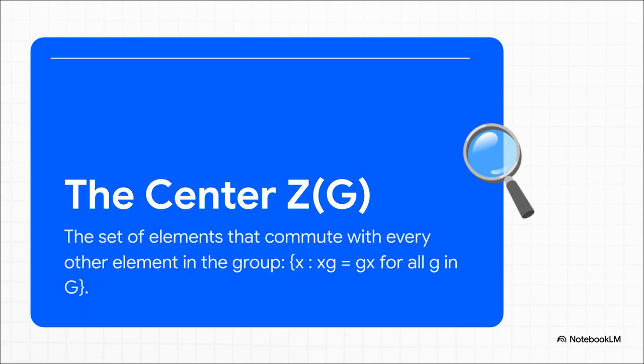Now, within these groups, some elements are, well, a bit special. We call this collection the center of the group, or Z of G. The center is the set of all elements that get along with everybody. They commute with every single other element in the group. For an element x to be in the center, it has to satisfy xg equals gx for every single g you can find. They're the ultimate insiders.